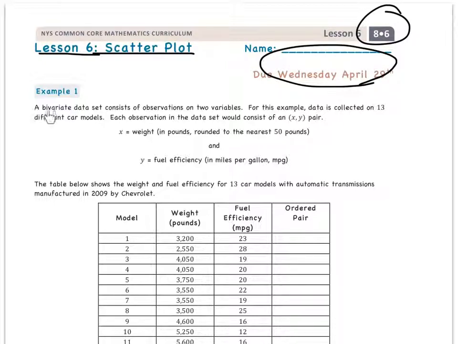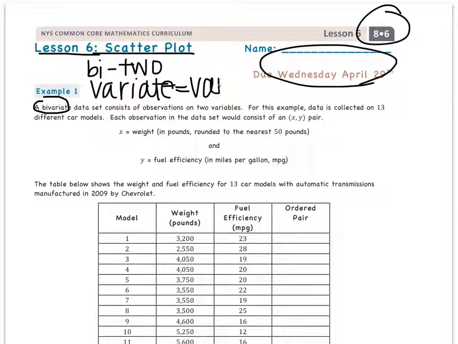We have a bivariate data set consists of observations on two variables. So when you have a bivariate data set, bi means two, variate means variables. So it just means we're talking about two variables. So for this example, data is collected on 13 different car models. Each observation in the data set is going to consist of an ordered pair.